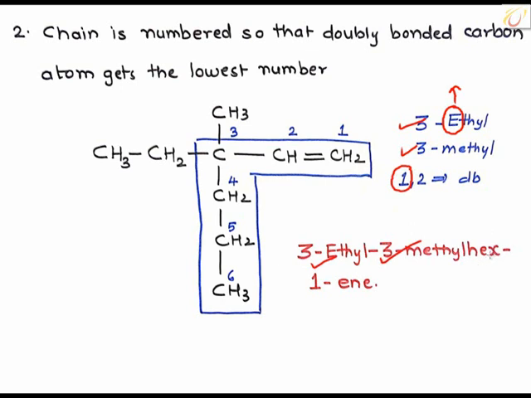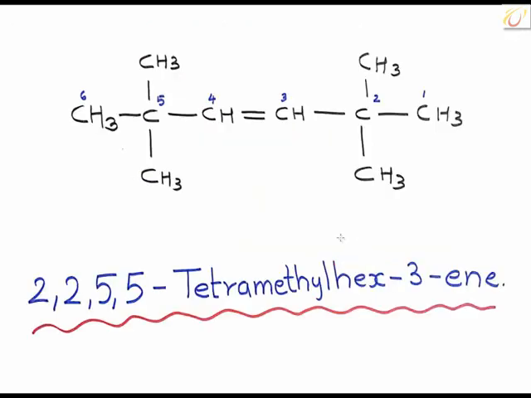There are 6 carbons in the parent chain, so the root word is hex. The position of the double bond is between 1 and 2, so the lower number 1 indicates the position of the double bond, hyphen, and for a double bond, the suffix is ene, primary suffix is ene. Similarly, in this case, this is a symmetrical molecule, so you can number the parent chain from either end, right hand side as well as left hand side.